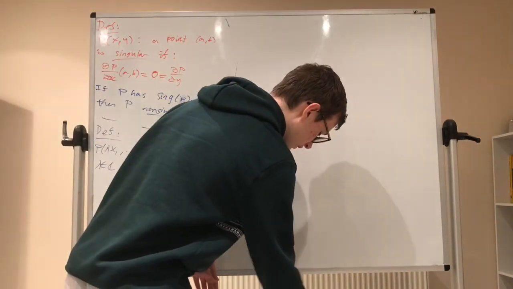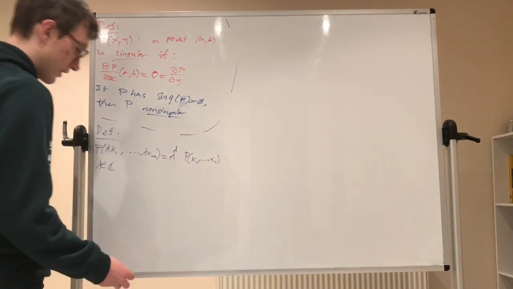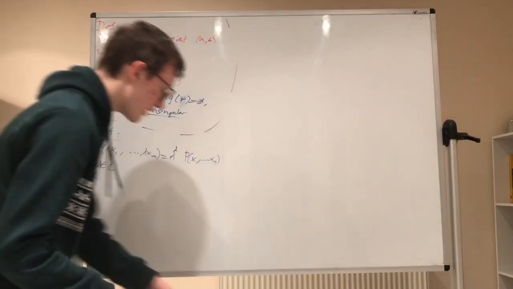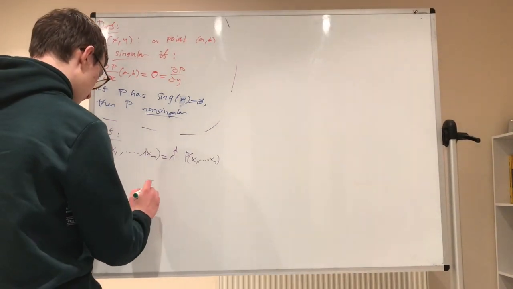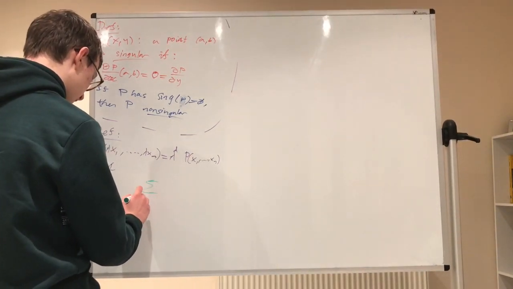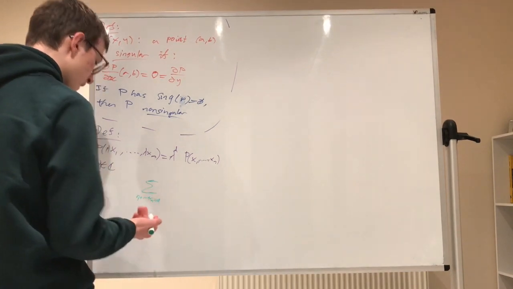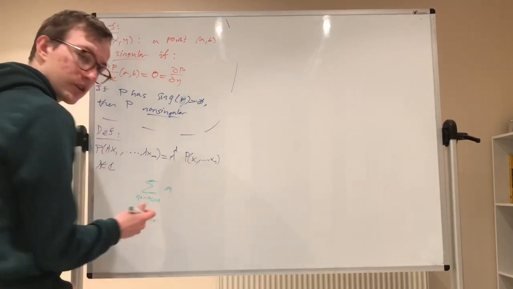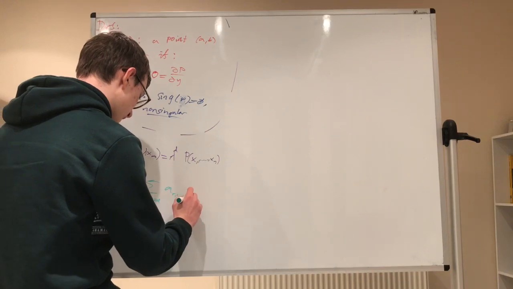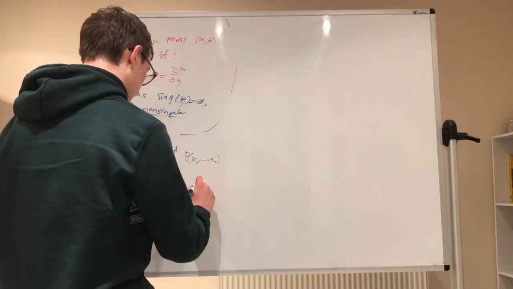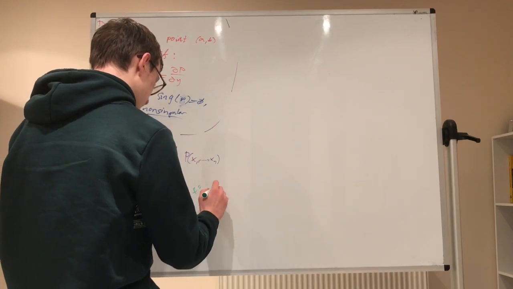And with an equivalent definition, it's easy to spot these things. An equivalent definition is if we have a polynomial in n variables that is a sum over r1 plus up until rn equal to d, of some coefficient a r1 until rn, and then we just have products x1 to the r1 until xn to the rn.